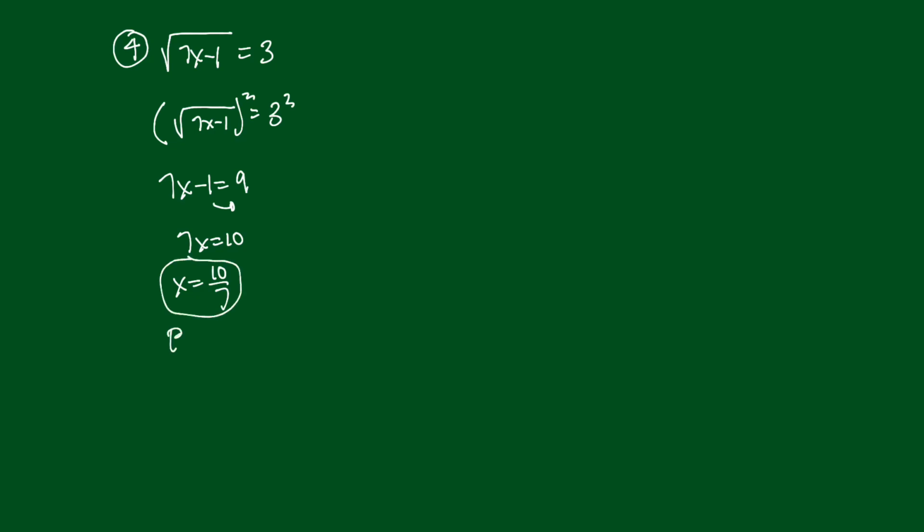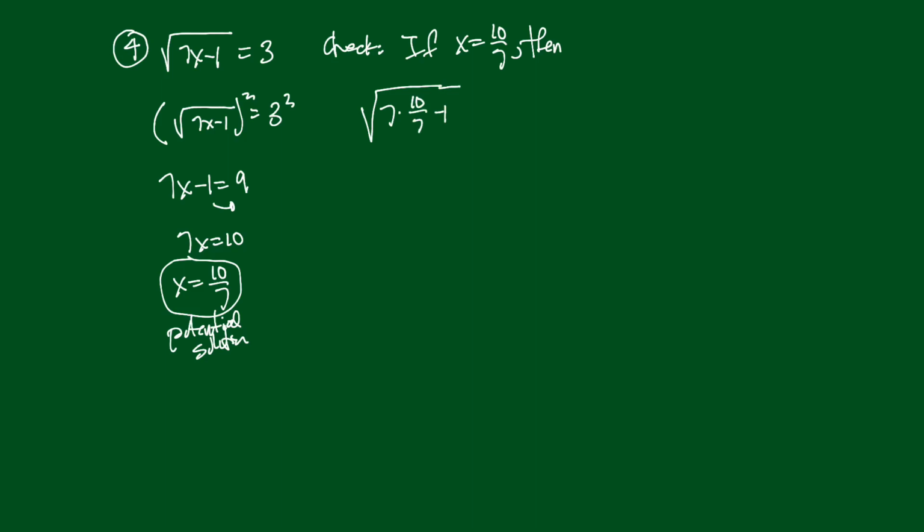Okay, there is our potential solution. So we need to check. So if x equals 10 sevenths, then, all right, take this 10 sevenths, substitute it back into the original for x. Now when you do this, don't worry that it's a fraction. The denominators will cancel on us. So we will get the square root of 7 times 10 sevenths minus 1. Is that equal to 3, right?